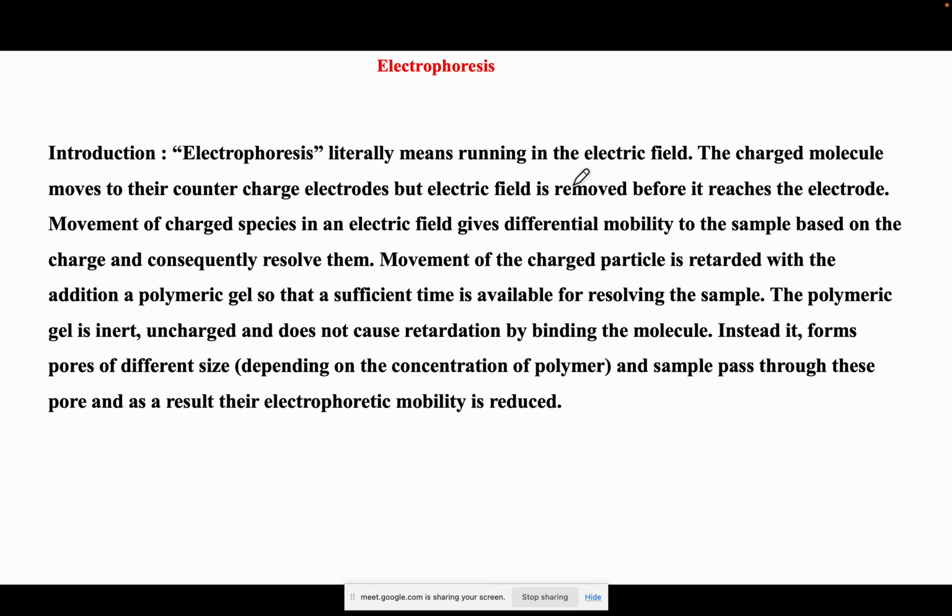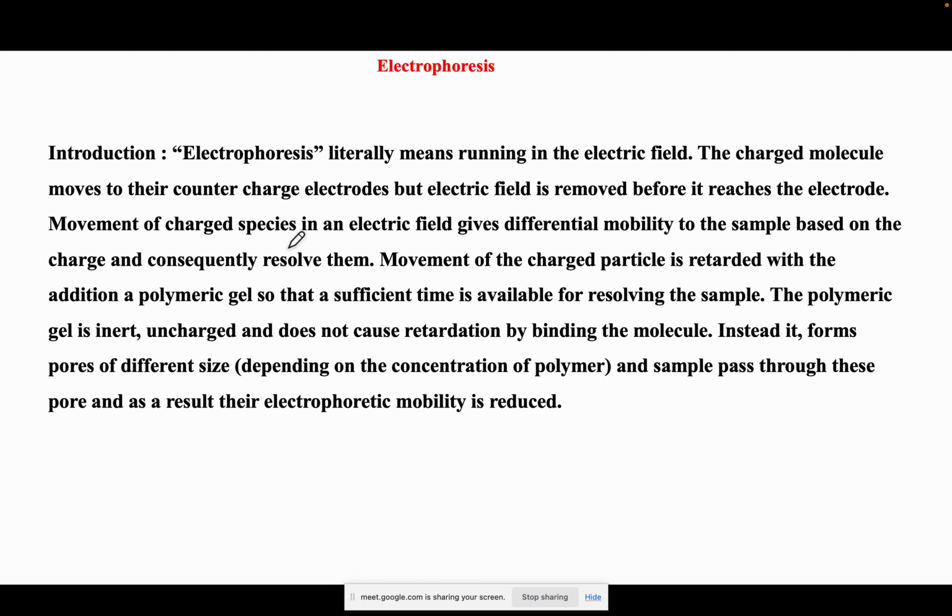The charged molecule moves to its counter-charged electrode, but the electric field is removed before it reaches the electrode. So in electrophoresis you have to apply some electric field. Then some charged molecules will move to their counter-charged electrodes. There will be two electrodes, positive and negative. The positively charged molecule will go towards the negative electrode because of the electric field. But you have to stop the electric field so that it doesn't go completely out of the frame.